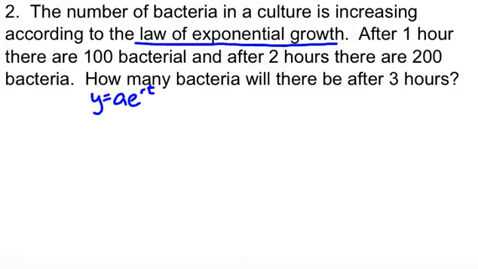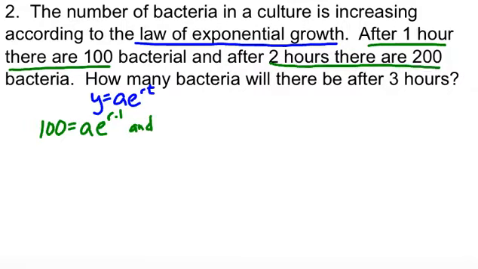Well, unfortunately, we don't know how much bacteria we started with, and we don't know our rate. So we need to find out both of those things. So first, I'm going to use this information. After 1 hour, there's 100, so I'm going to plug that in. So my y is 100 equals a e to the r times 1. And I also know that after 2 hours, there's 200, so 200 equals a e to the r times 2. So I've got 2 different equations and 2 unknowns, so I can solve this.